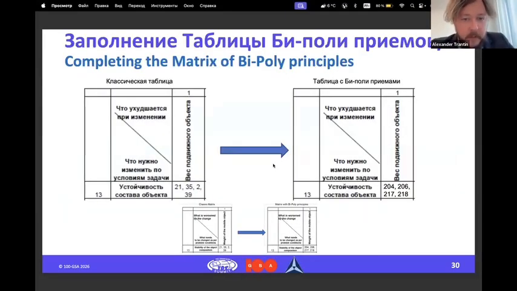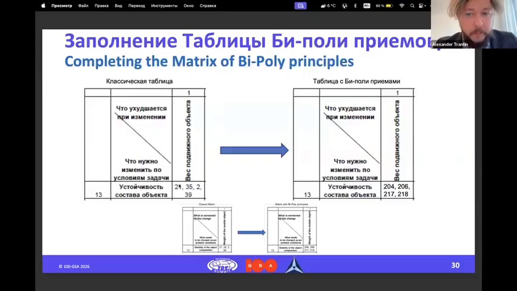And it was all done by computer. And you see what we did with the matrix. In the classical matrix, I had 21, 35, 39. Then in the updated version with the bipolar principles, we did as follows.